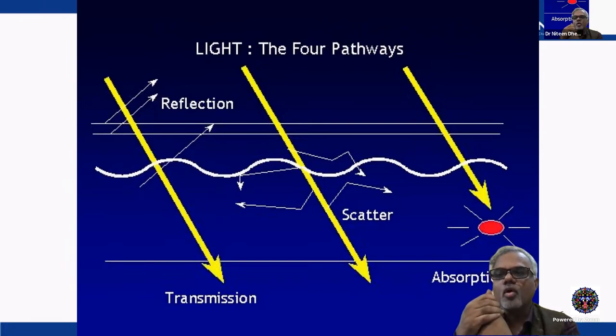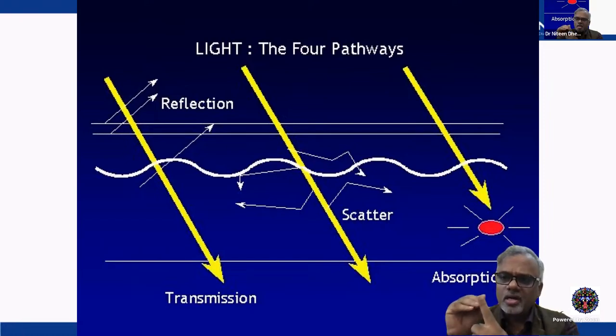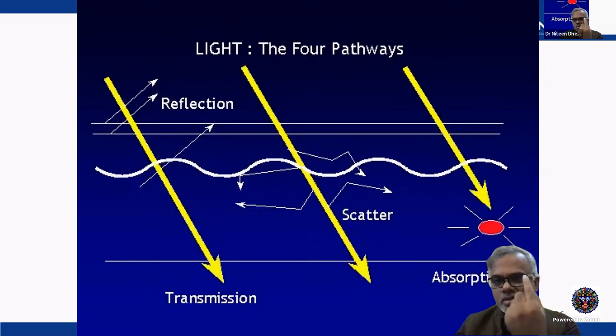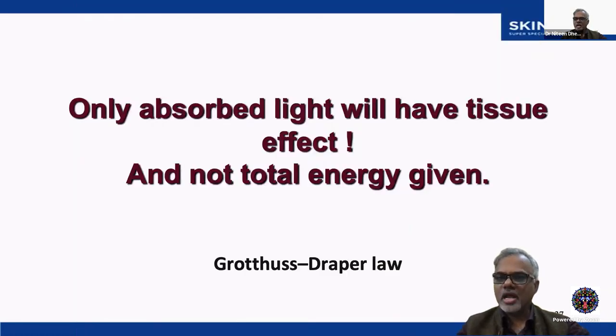Some photons go through your skin, dermis, bone, cartilage, and nail, and they come out. That is why you can see the red light on the other part of the nail. So anything which transmits through the tissue, some part gets reflected, some part gets scattered, and some part gets absorbed. Only absorbed light will have the tissue effect and not the total energy.